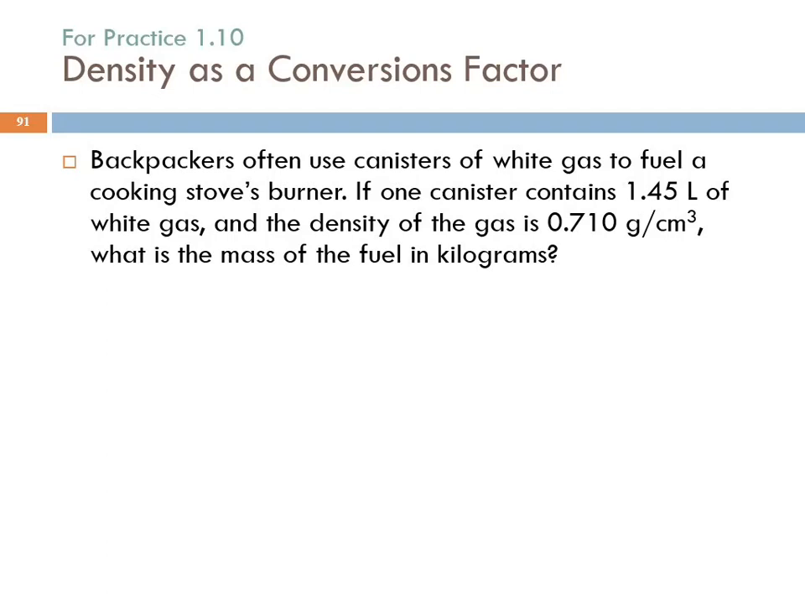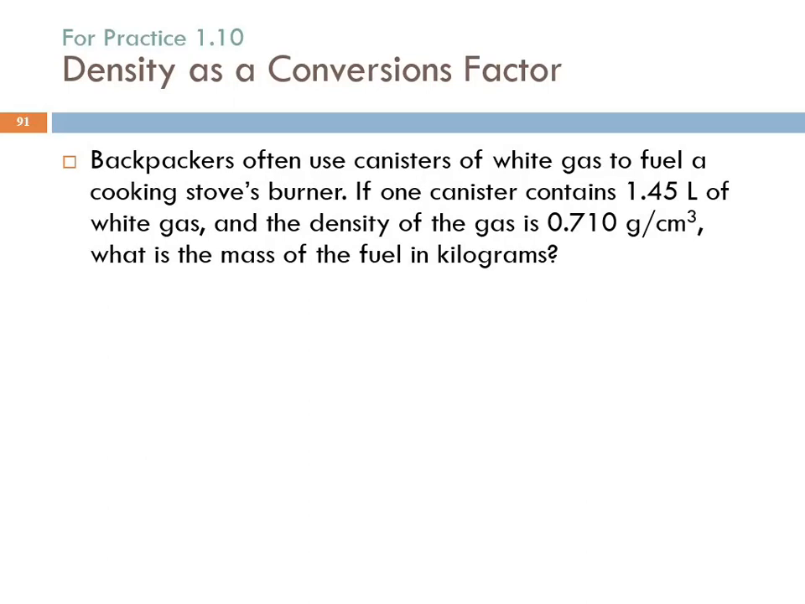Density can be used as a conversion factor. So I'm going to do this problem to show you. Backpackers often use canisters of white gas to fuel a cooking stove's burner. If one canister contains 1.45 liters of white gas and the density is 0.710 grams per cubic centimeter, what's the mass of the fuel in kilograms?